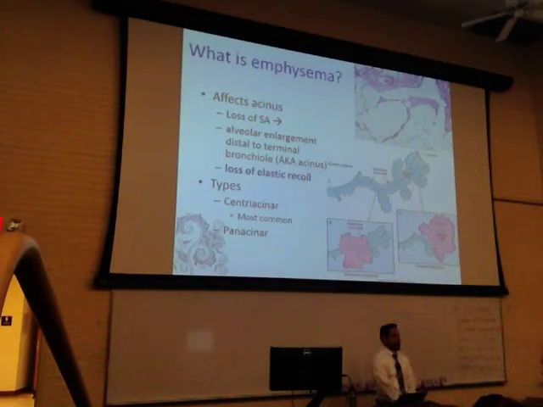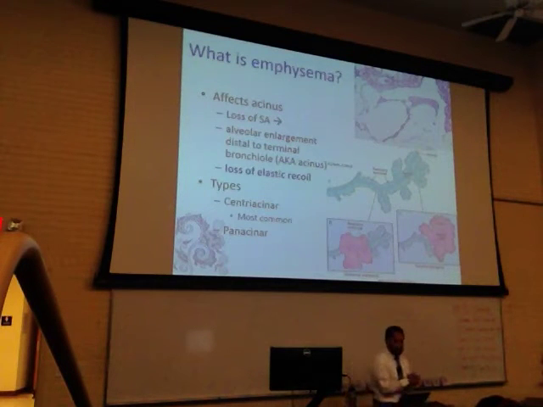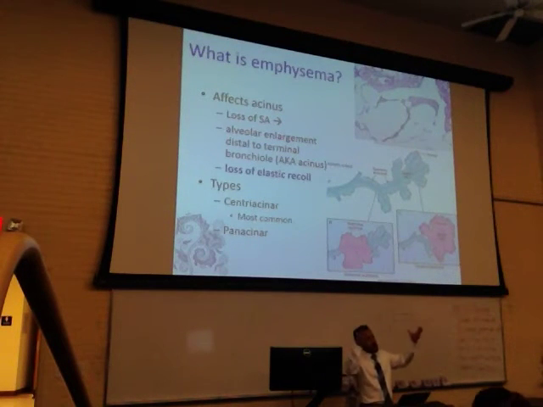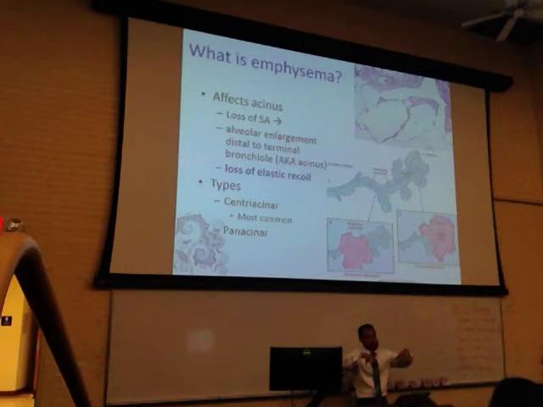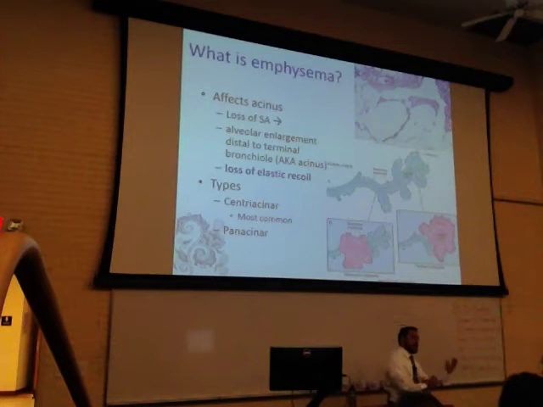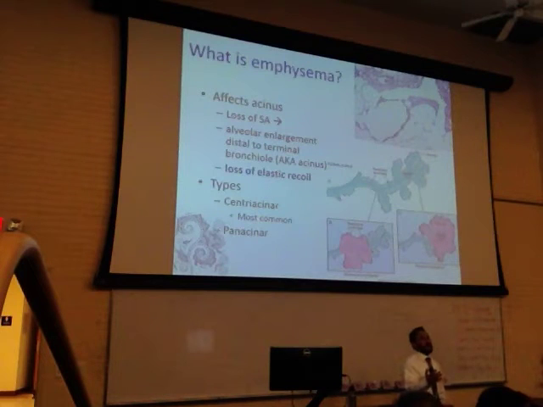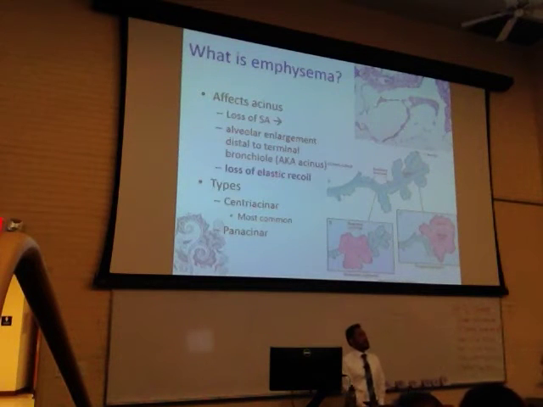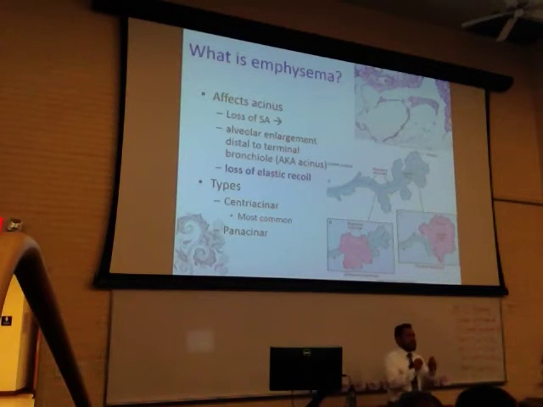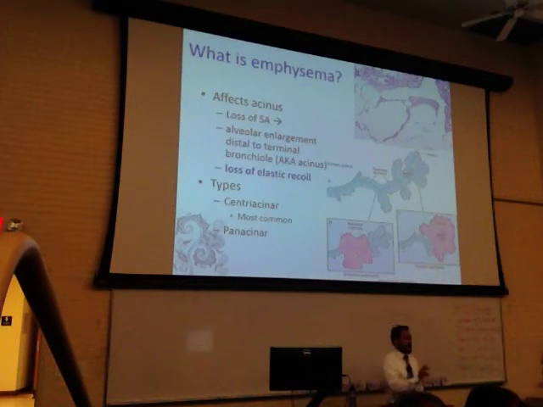So let me explain. Centriacinar emphysema is more common in cigarette smokers and is really seen in the upper lung lobes, and panacinar emphysema is more common in the lower lung lobes, and is seen less commonly in smokers, more commonly in patients that have a genetic abnormality that makes them predisposed to developing panacinar emphysema. Okay? I'll explain what that means on the next slide, but right now what I want to tell you is just be careful.